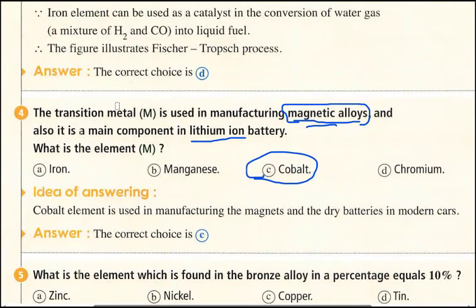Let's have another example. What is the element found in bronze alloy in the percentage equal to 10%? Bronze alloy is copper and tin. It is mainly copper, and around 10% tin. So bronze alloy is copper 90% and approximately 10% tin. So here the correct answer is tin, 10.